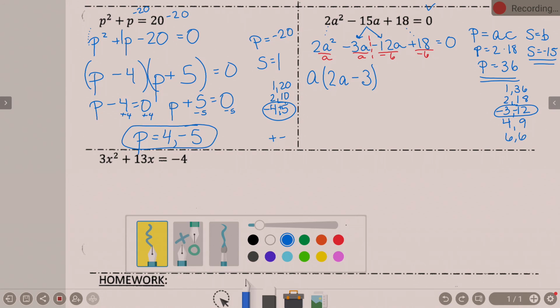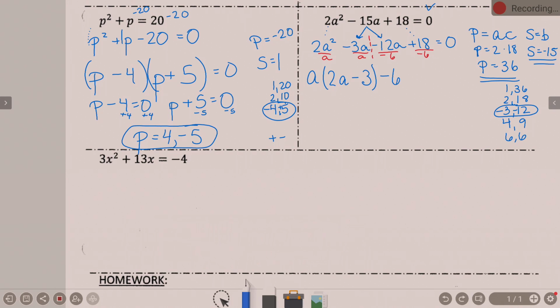Sorry, what's the difference between the ends on the bottom? Don't worry about it right now.